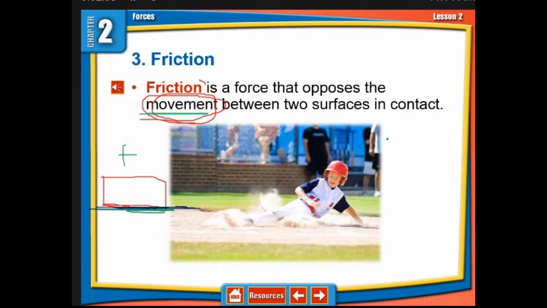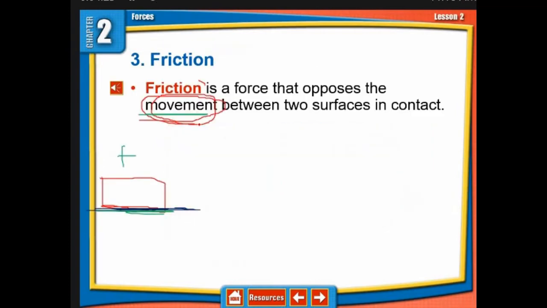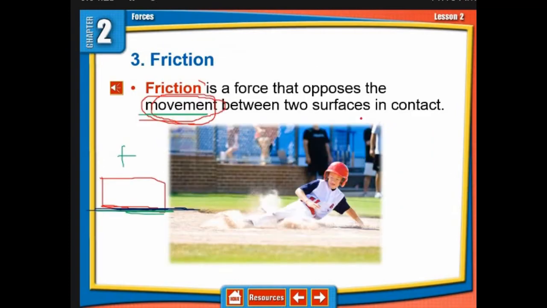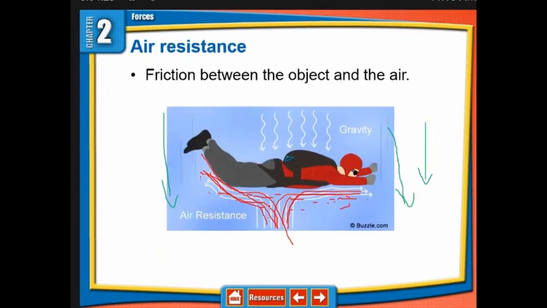So there will be friction. As a result, he's in contact with the air, so he will have a friction. We're going to call this friction air resistance. We have to distinguish it from the other type of friction, because that one is in contact with a solid surface, while this type of friction is air resistance.